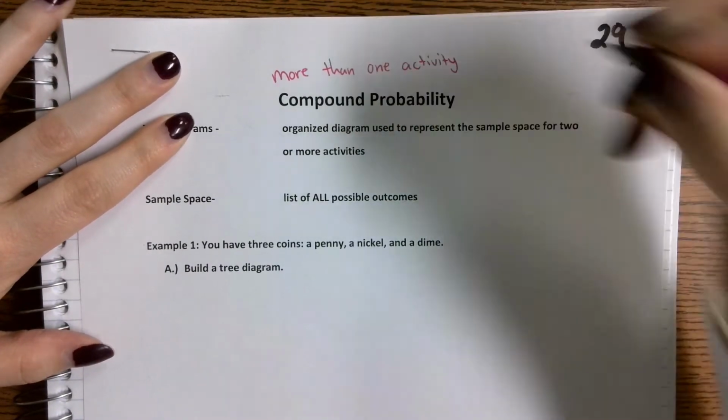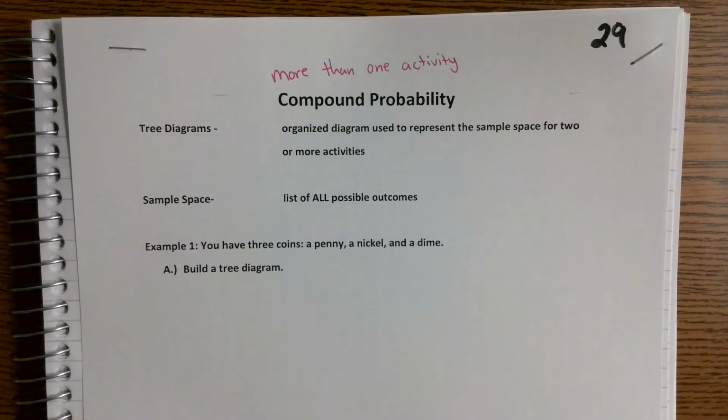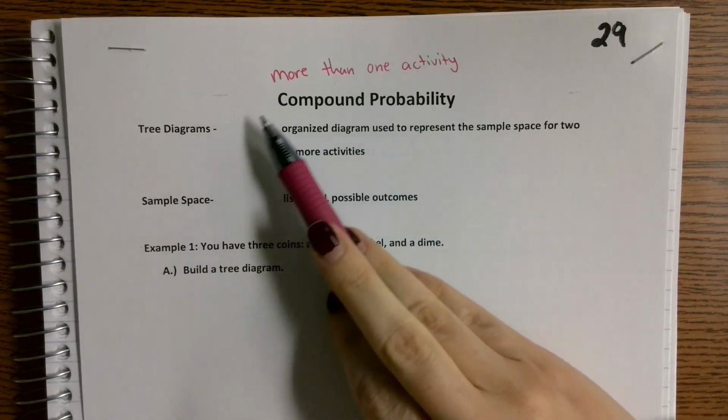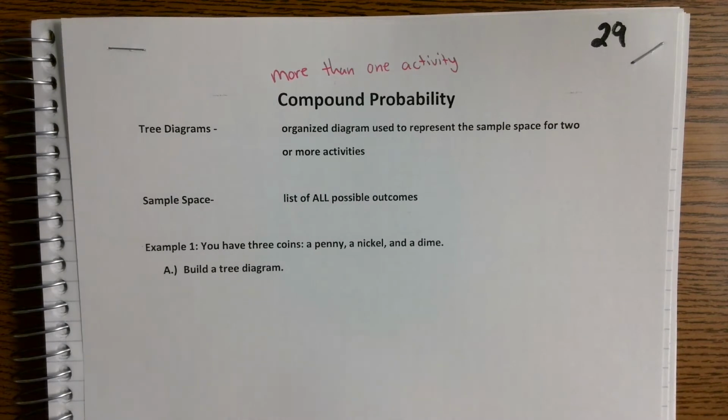So maybe you might be flipping a coin and spinning a spinner, or rolling a die and flipping a coin, or flipping multiple coins, or randomly selecting a student from a list and flipping a coin. It's all these different activities that could be happening. You have at least 2 or more activities occurring. Now, we're going to teach you how to build a tree diagram today so that you can see a layout of what the possible outcomes are.